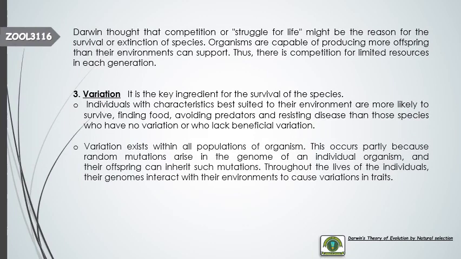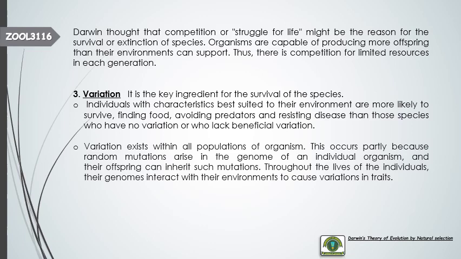Darwin thought the competition and struggle for life might be the reason for the survival or extinction of the species. Organisms are capable of producing more offspring than their environments can support. Individuals are more, resources are less. So there will be a competition. Thus, there is a competition for limited resources in each generation.